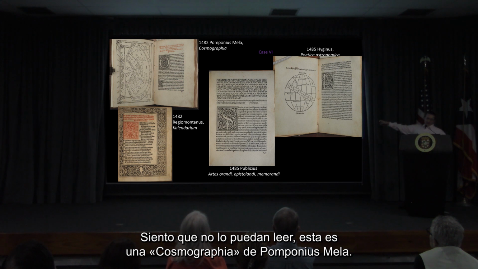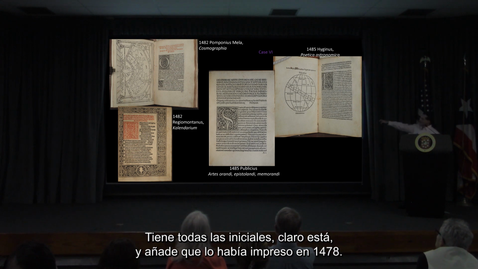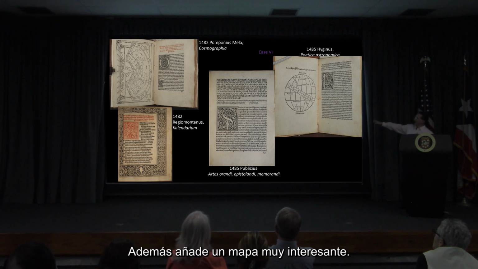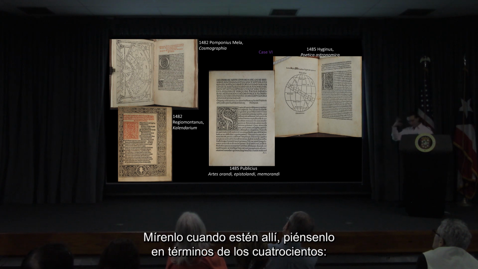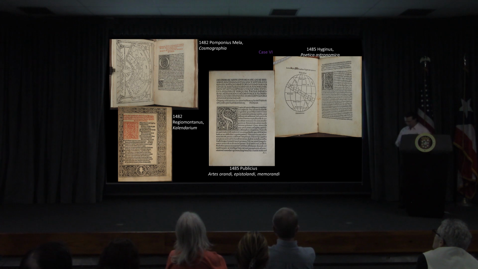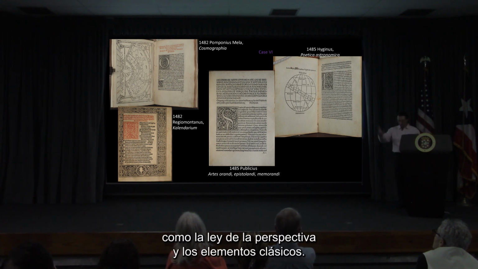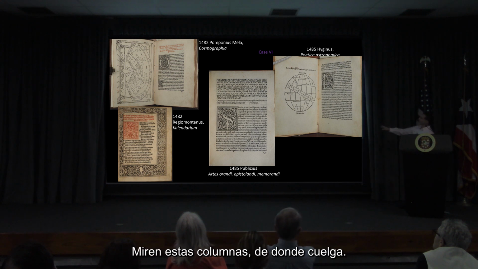For the Pomponius Mela here, sorry that you can't read that, but it's a Cosmographia by Pomponius Mela. Of course, you have all the initials. He had printed that in 1478. He adds a very interesting map. Look at it when you're there. Think of it in terms of Quattrocento, both geographical notion, but also perspective and the classical elements. Look at these columns. That's where the thing is hanging.